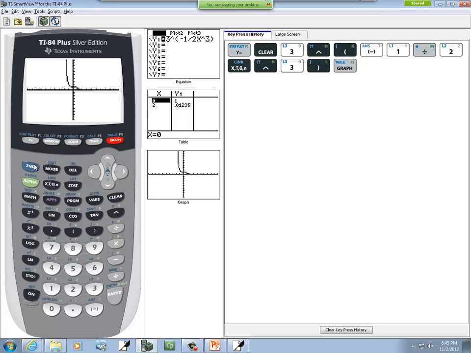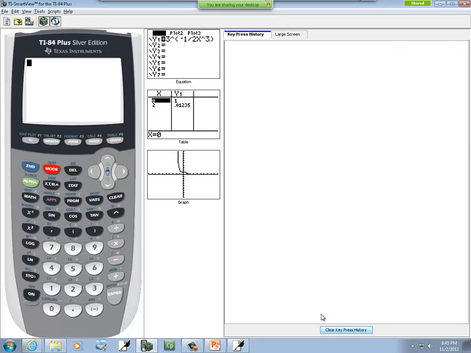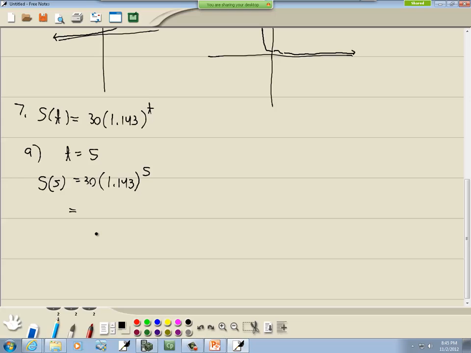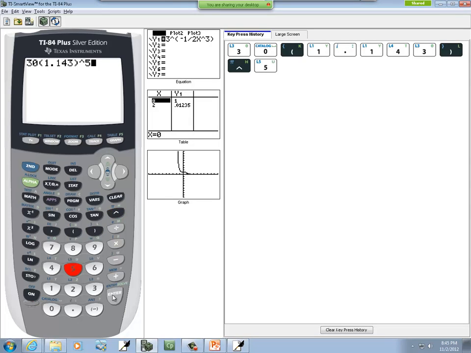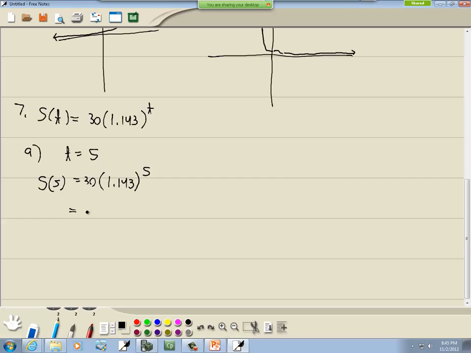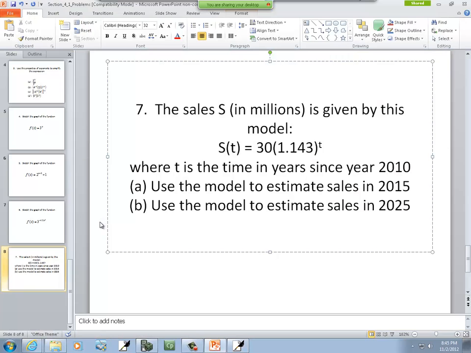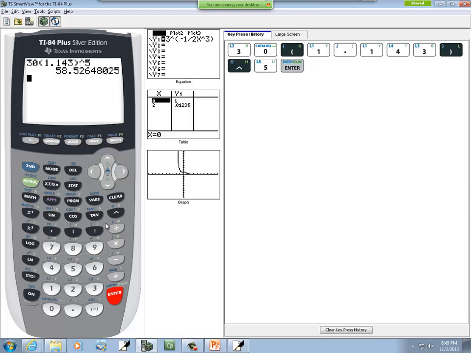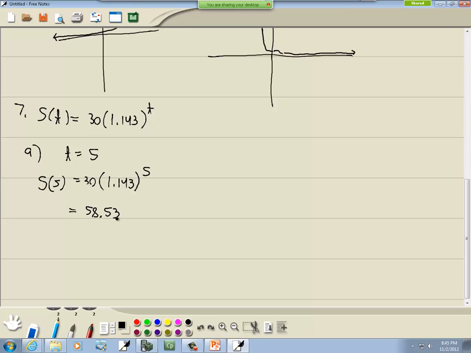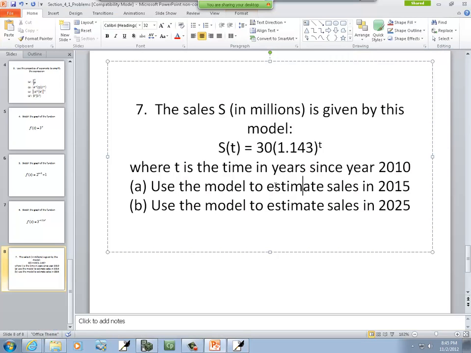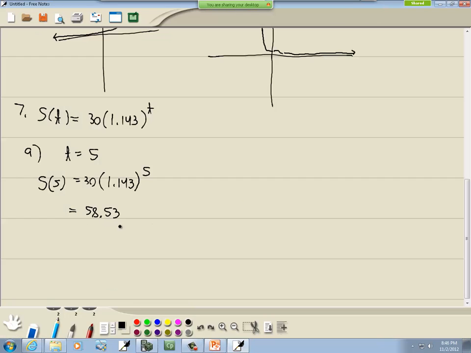And I want to exit out of graph mode, so I'll do a second mode. And we've got 30, beginning parentheses, 1.143, closing parentheses, caret 5, and then enter. And we get 58. Probably doesn't say how many decimal places, does it? Take it to 2: 58.53. Now it's in millions, so that's our sales in millions. So 58.53 million to be precise.